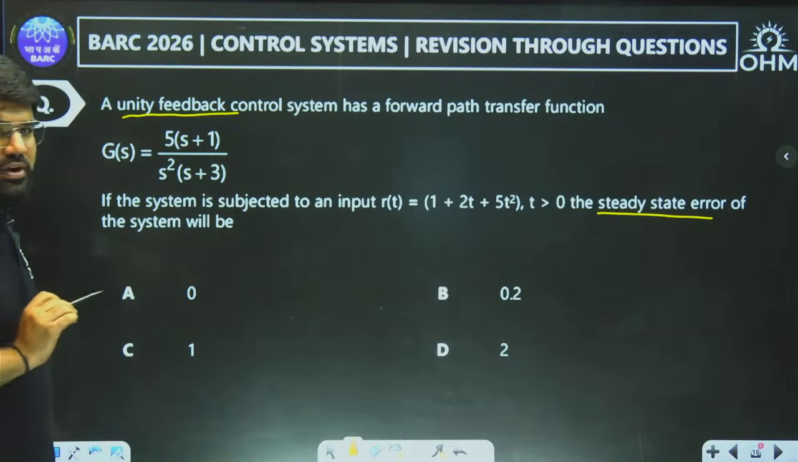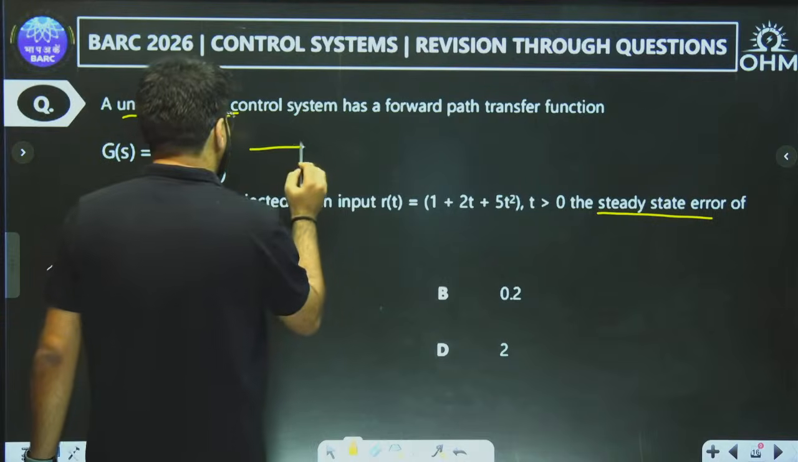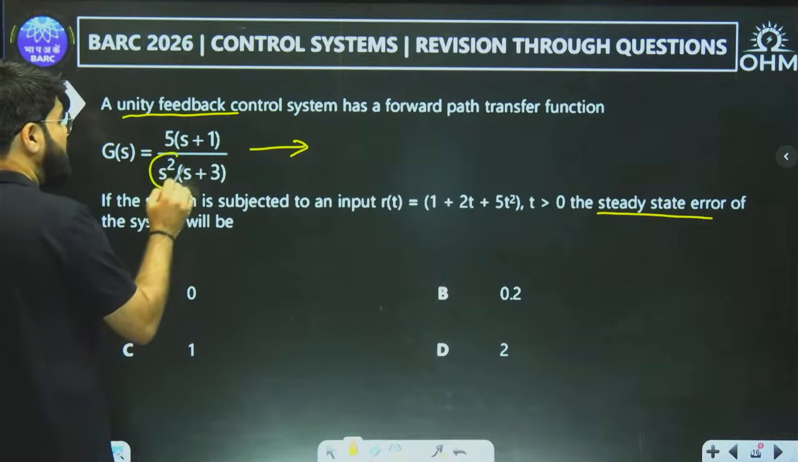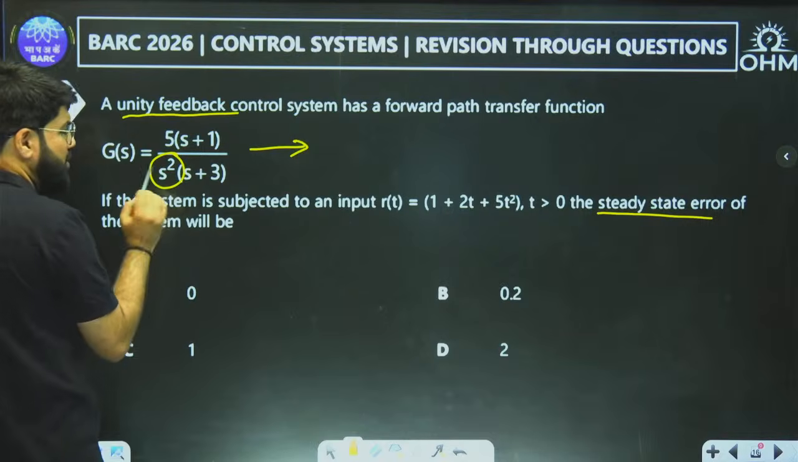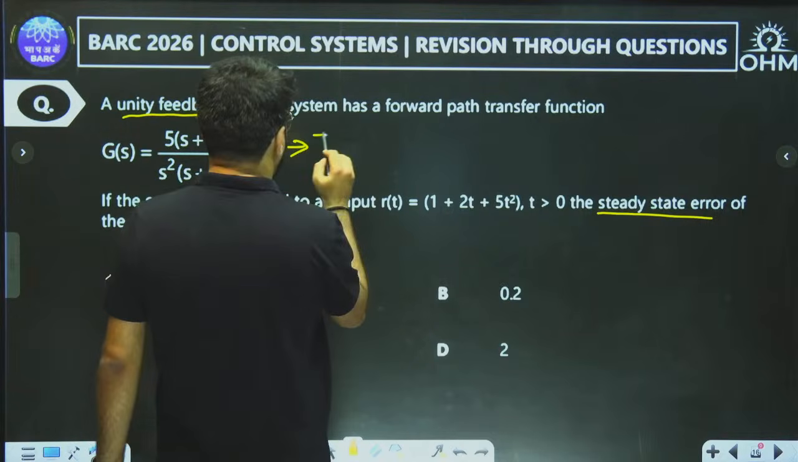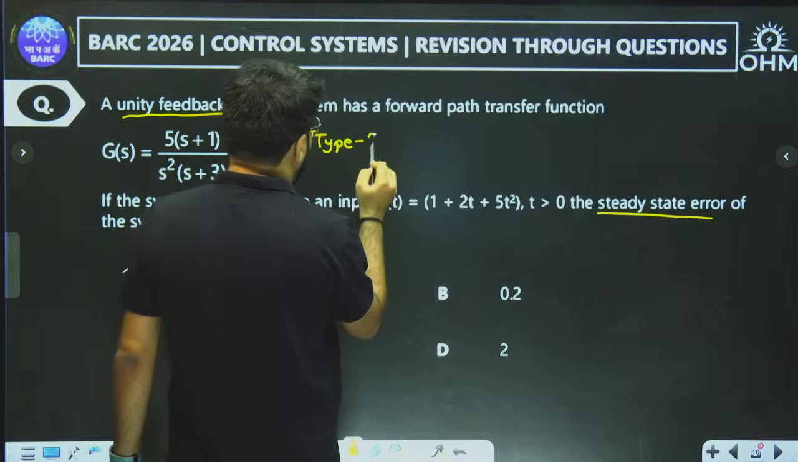Now, from the unity feedback system, we can define the type of the system. Okay, the number of poles of G(s) at origin. When unity feedback is there, the number of poles of G(s) at origin is seen. How many poles at origin? 2 poles, s square. So what type of system is it? It is going to be a type 2 system.